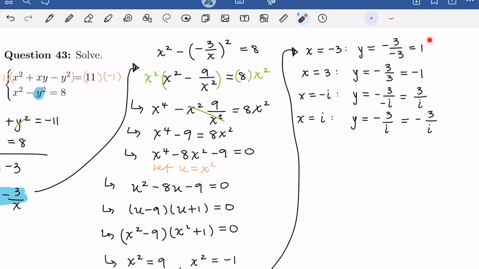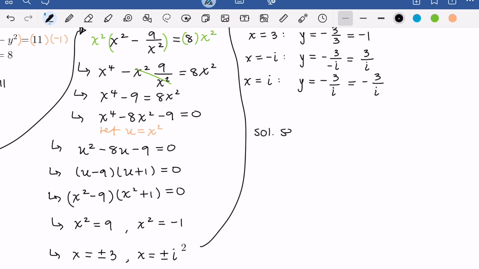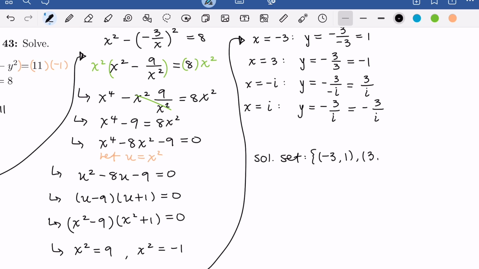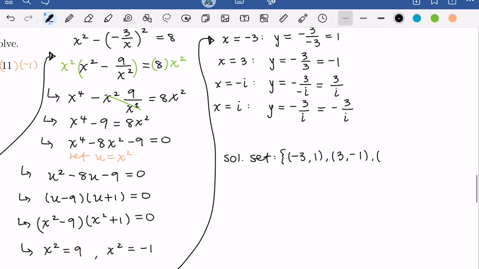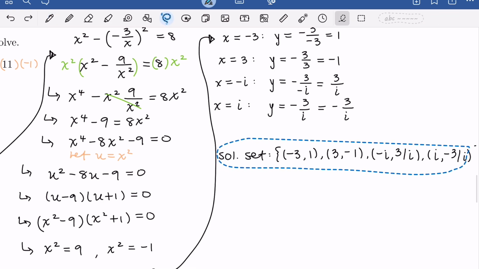So these are the 4 y values, which correspond to our 4 x values here. So we're going to have 4 solutions in our solution set. This can be written as, when we have a negative 3, we're going to get a positive 1. When we have a 3, we're going to get a negative 1. When we have a negative i, we're going to get 3 over i. And then when we have a positive i, we're going to get negative 3 over i. So these would be our solutions in our solution set. Let's move this over so we can use our set notation.